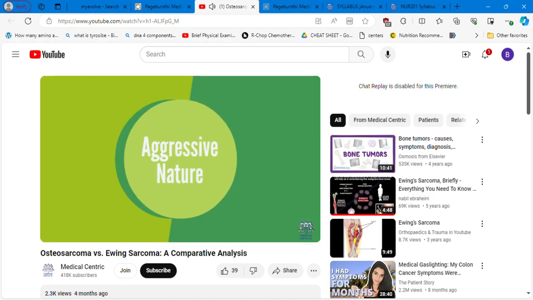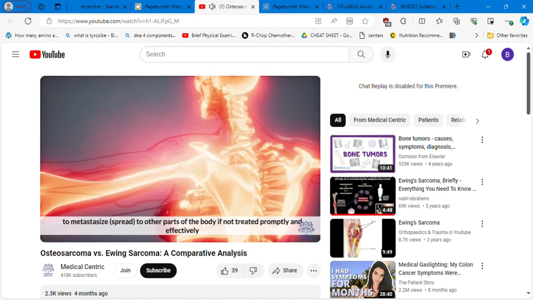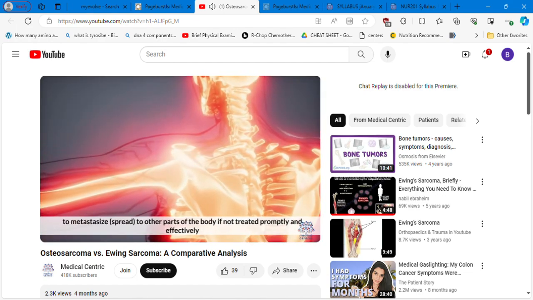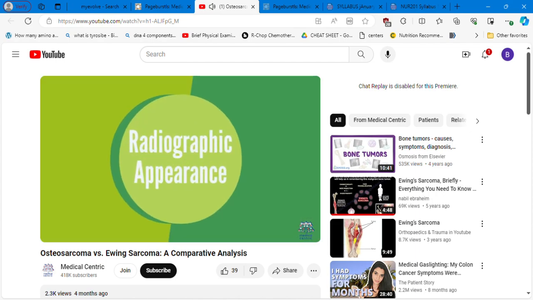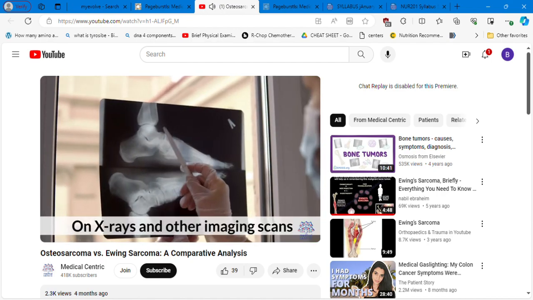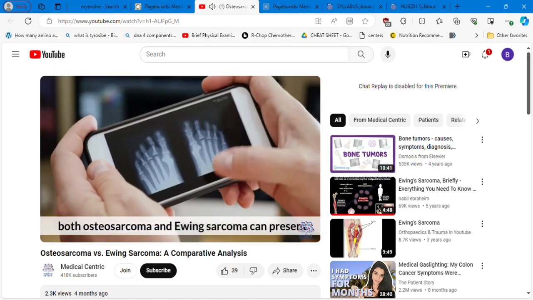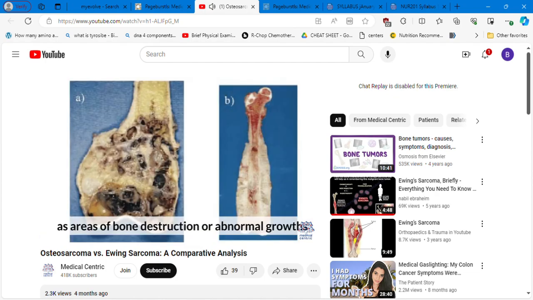3. Aggressive nature. Osteosarcoma and Ewing sarcoma are considered aggressive cancers with the potential to metastasize, spread, to other parts of the body if not treated promptly and effectively. 4. Radiographic appearance. On X-rays and other imaging scans, both osteosarcoma and Ewing sarcoma can present as areas of bone destruction or abnormal growths.